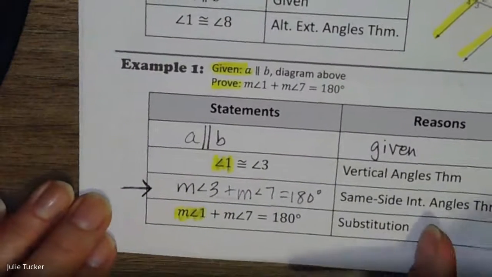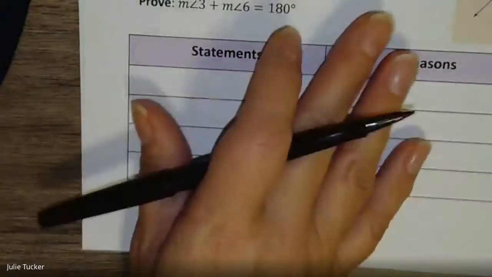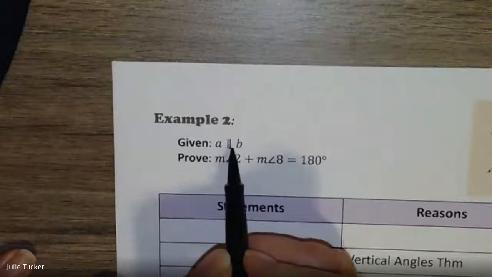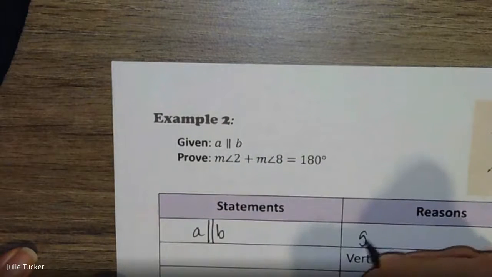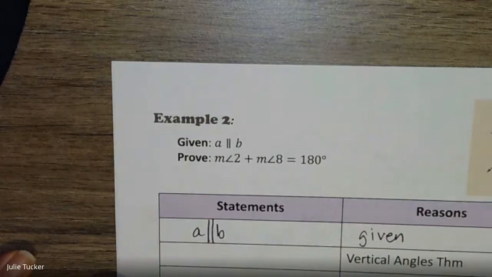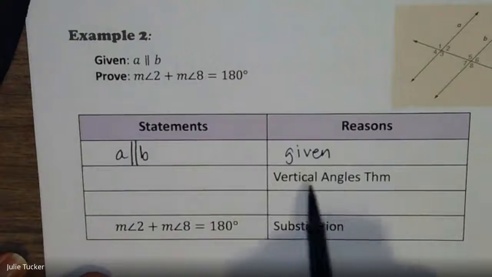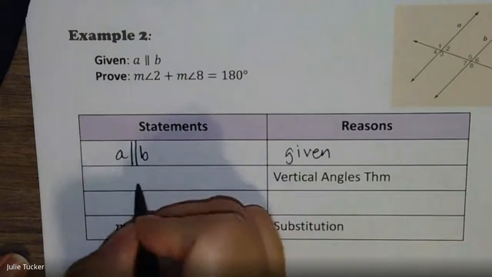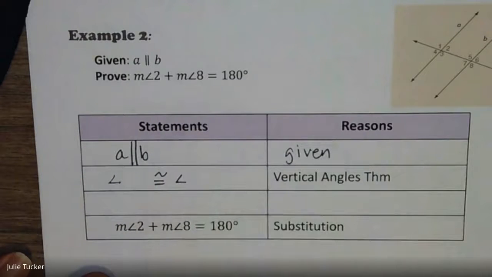Now we're going to do one a little bit more complicated because they're not going to give us as much information to help us. In this one, they say A is parallel to B, given. So I'm going to write that as my given. And then you can see on the next line, they used vertical angles somehow, and you have to figure out what to write there. So that's going to be some angle is congruent to some angle. You just don't know what.